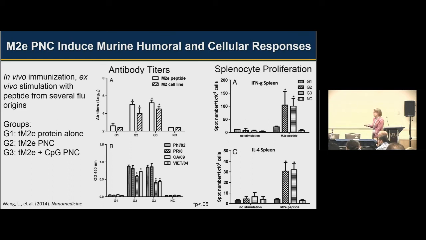What's important is that we also get cellular responses, and so we have splenocyte proliferation. These spleen cells are producing interferon and IL-4 in the case of G2 and G3, but not in the serum or saline no-treatment control or the soluble protein. And so we're getting both cellular and antibody responses, which is really what you want for flu. A lot of papers and a lot of research really only focus on the antibody response, and for flu, the cellular response is really important as well.